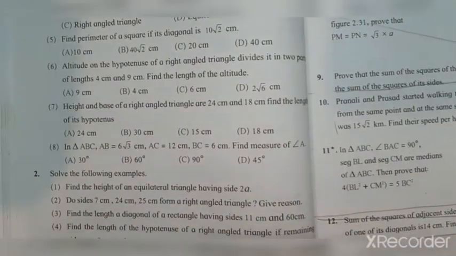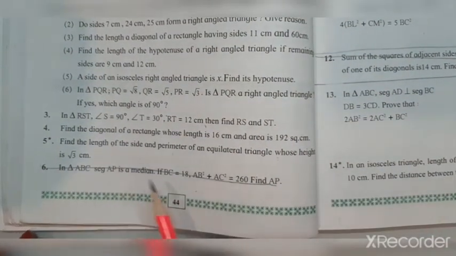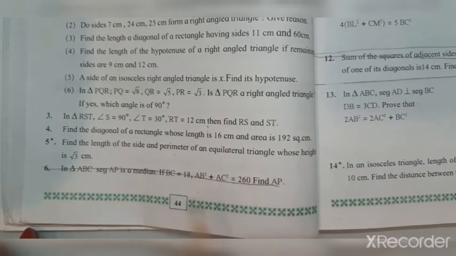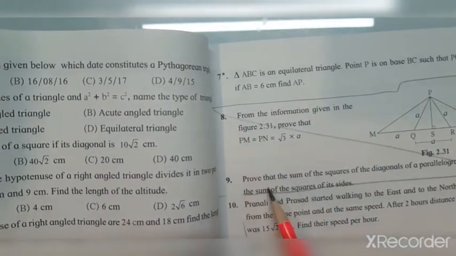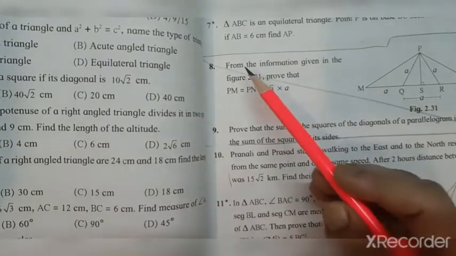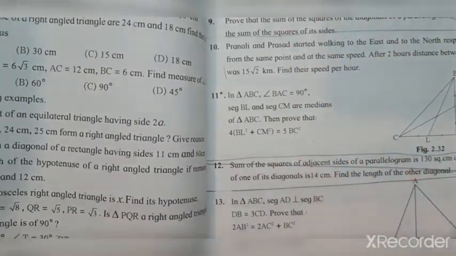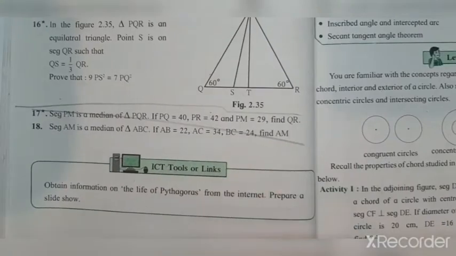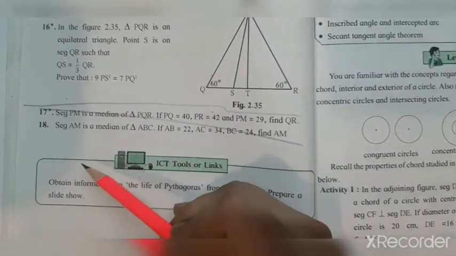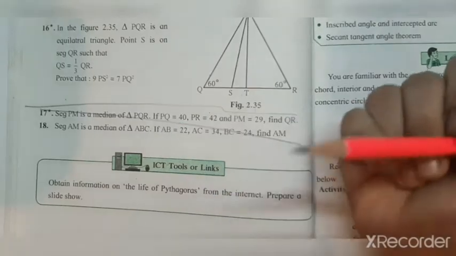Then on page number 44, the sixth sum. Page number 45, you will find the 8th and the 9th. Sum number 8 and sum number 9. Then sum number 12 is omitted. Sums 8, 9 and 12 on page number 45 are omitted. And on page number 46, sums number 17 and 18, these two sums are omitted.